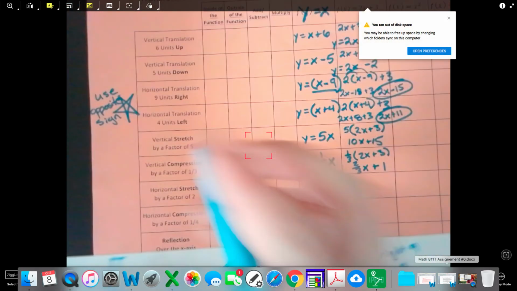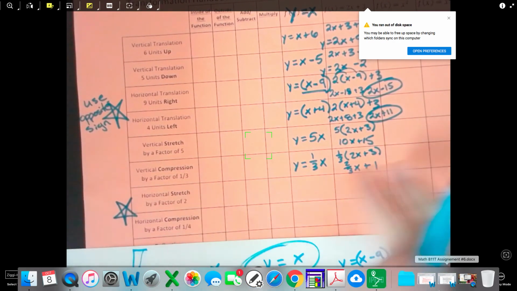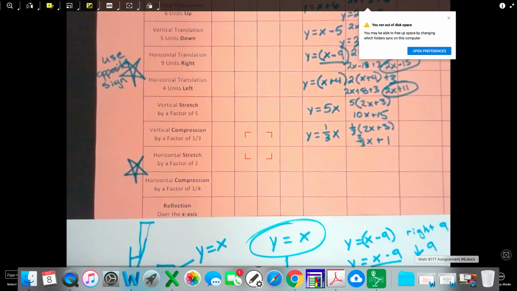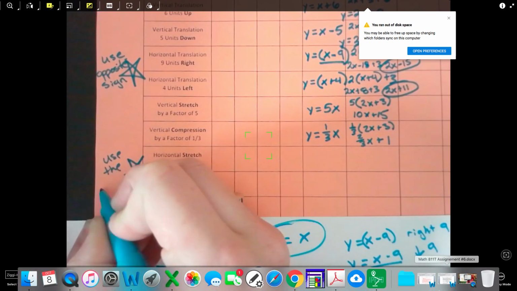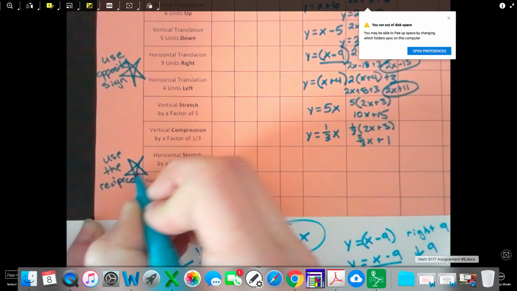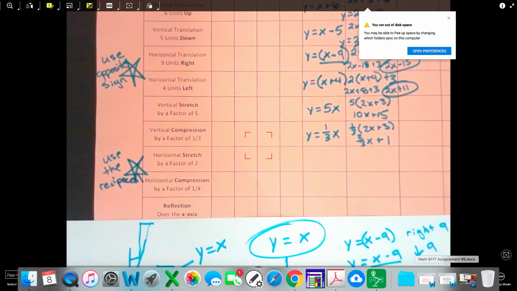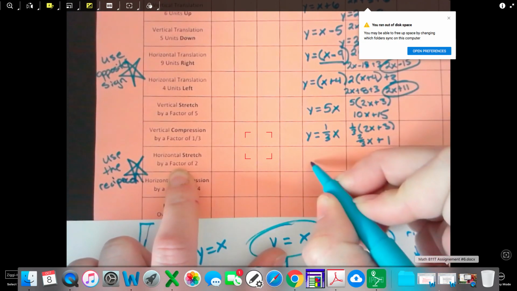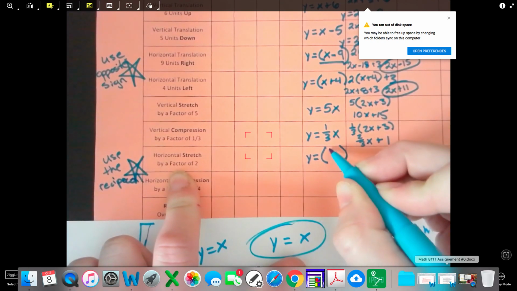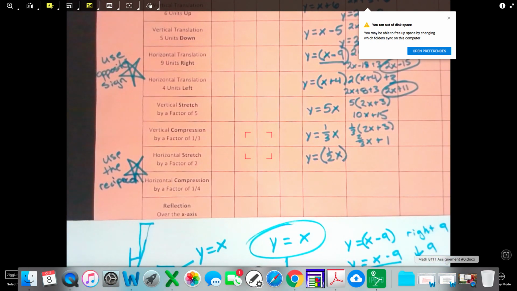So anyway, a horizontal stretch looks like this. Put another star by this one over here, because crazy things happen when you're doing horizontal stretch and compression. You use the reciprocal, which means you take your factor and you flip it. So for a horizontal stretch by a factor of 2, here's what it looks like. In parentheses, it will be 1/2 x, because I took the 2 and I flipped it. 1/2 x, just like that.